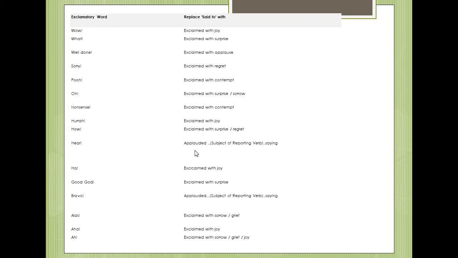Here, "applauded" is the subject of the reporting verb, by saying "ha", which exclaims with joy. "Good God" exclaims with surprise. "Bravo" is basically the subject of the reporting verb, applauded. "Alas" exclaims with sorrow, sadness, or even grief. "Aha" is exclaimed with joy. "Hey" can be with happiness, sadness, or grief.